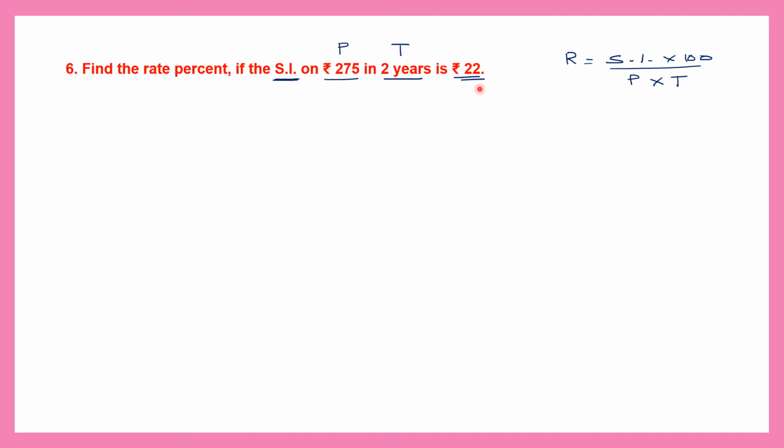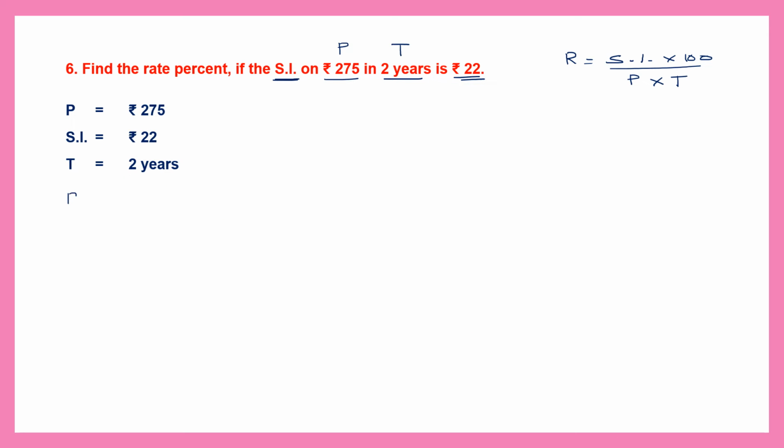Yes, it's given to us, 22 rupees. Principal is given to us and time is given to us. So first let's write what we've been given. Principal is given, simple interest is given to us, and the time is given to us. Now we have to find the rate.